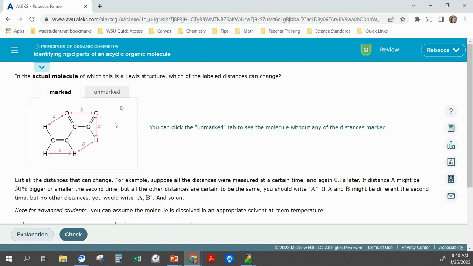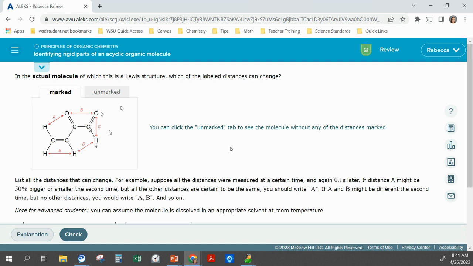Okay, let's look. Can C change? This distance between oxygen and hydrogen? No. Good, because they're on the same atom. This carbon is connected to the oxygen, and the carbon is also connected to the hydrogen. If it's connected to the same atom, that can't change, so we don't write that down.